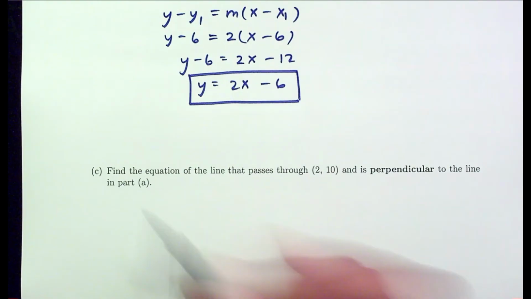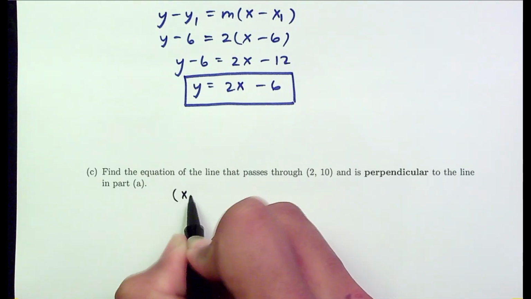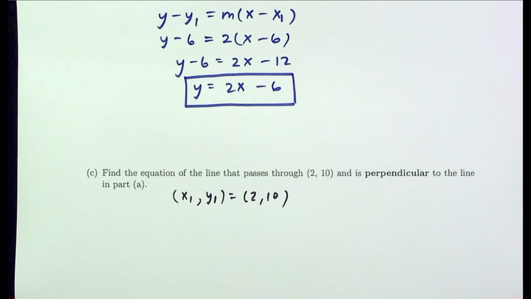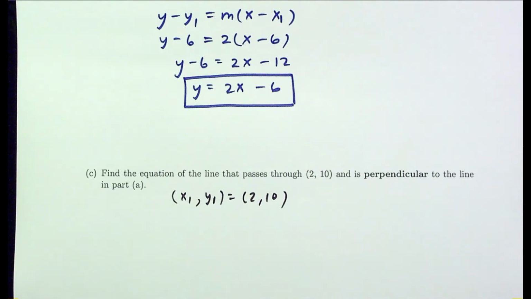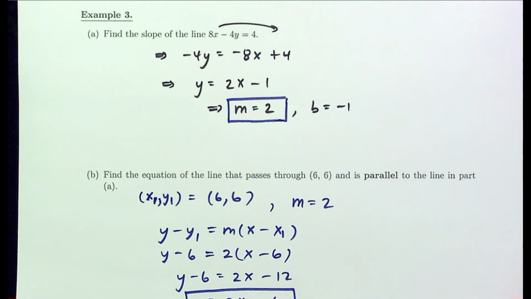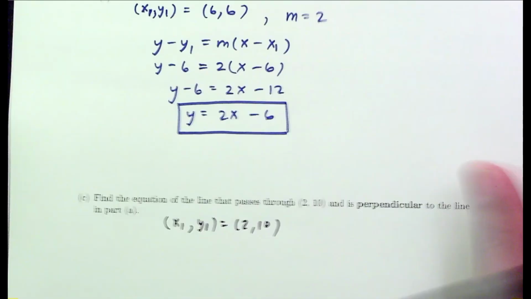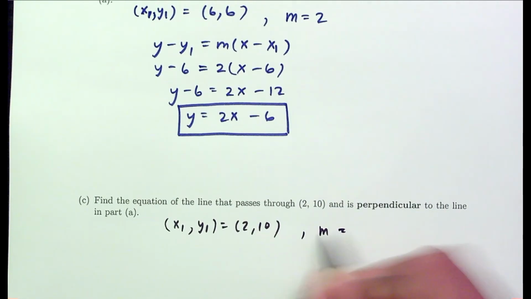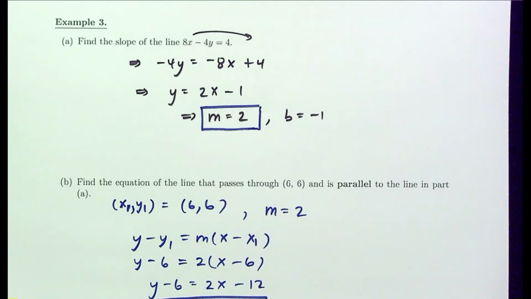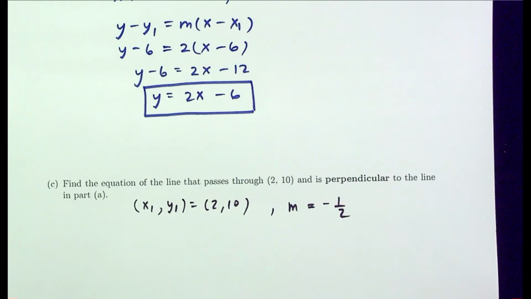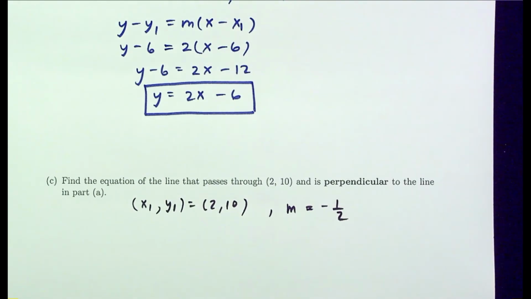So we have the point (2, 10), that is x1, y1. And the line we're after is perpendicular to the line that has slope m equals 2. If it is perpendicular to the line that has slope m equals 2, the slope of this one, which is going to be like m2, is you flip and change the sign. So this is going to be negative a half. So the slope for this line that we're after is negative a half.